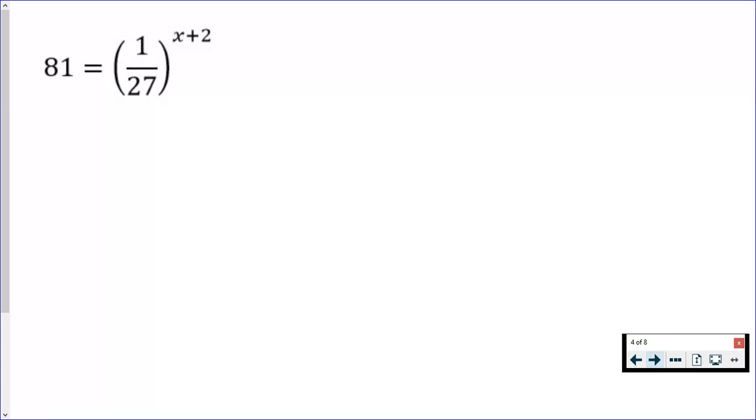Now for this one, I have a base of 81 and a base of 1 over 27. So really just focus on the denominator of 27. Figure out, are 81 and 27 related in any way? Is there any way that I can rewrite these so that they have the same base? What I do know is that 81 is 3 to the 4th power. I also know that 27 is 3 to the 3rd power.